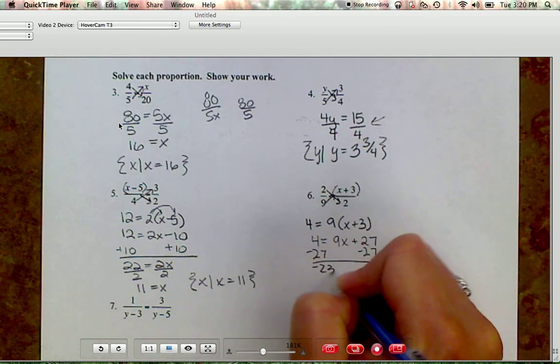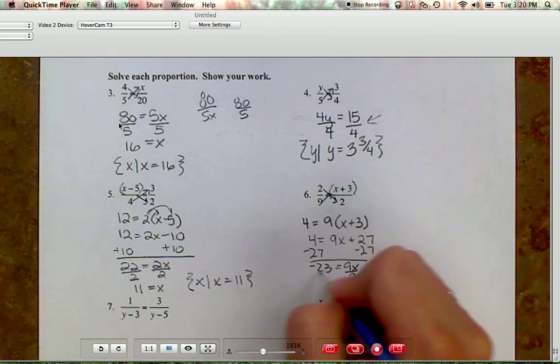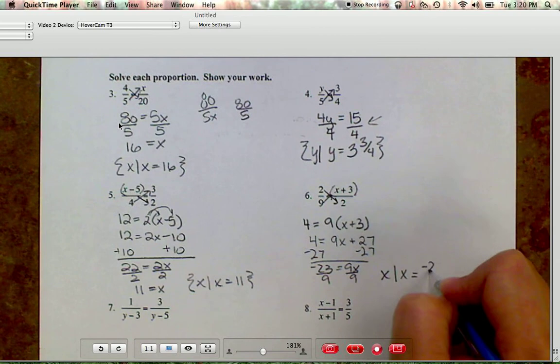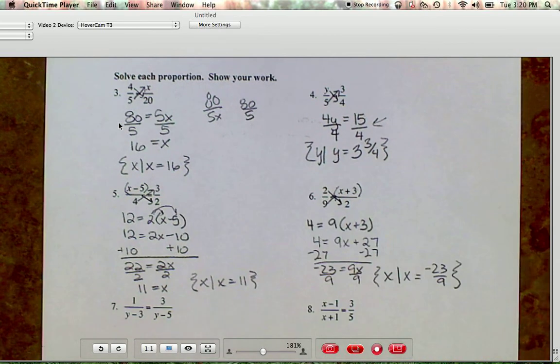And you get negative 23 equals 9x. Don't freak out. It's okay. Divide both sides by 9. And we get x equals, you can leave it as negative 23 over 9 if you want. That's okay. Leave it like that, or you can change it to a mixed number if you want. That's totally up to you.